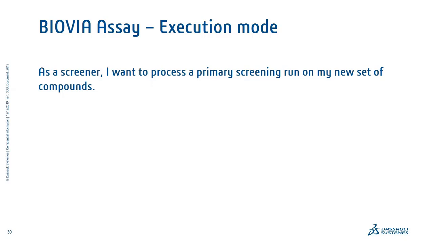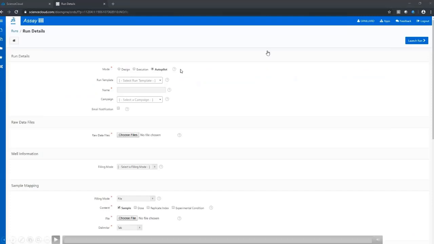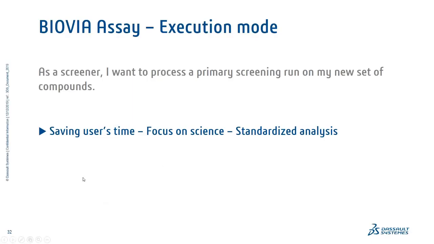Starting with a fairly common example, say that as a screener, I just want to process a primary screening run that I just performed on a new set of compounds. So let's have a look at a quick video where I'm just performing the operations.